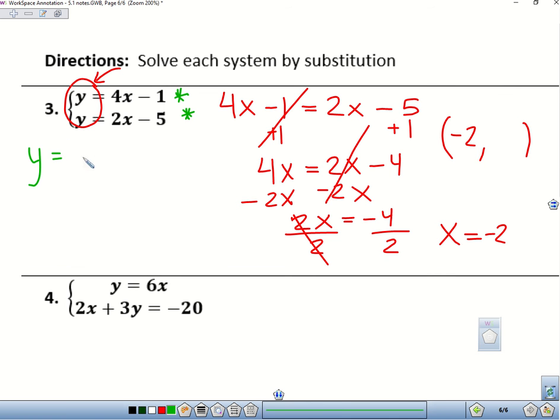So we have y equals 4 times, we plug in that x that we just found. So I just took the first equation, and I just replaced x with what we just found, which is negative 2.